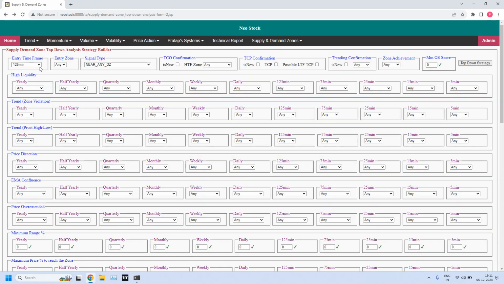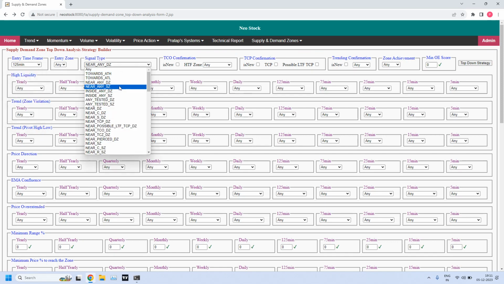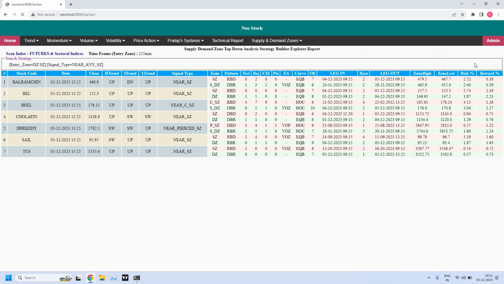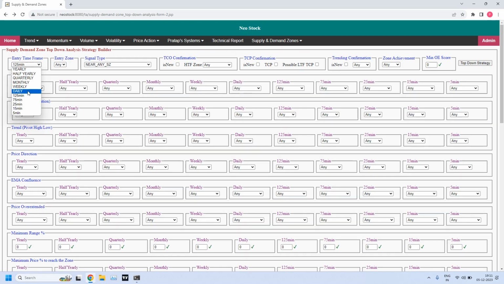Let's go back. Entry time frame is 125 minutes. Let us find the stocks which are near to the 125 minutes supply zone. So these 7 stocks are near to the 125 minutes supply zone. Let's go back. Let us select 75 minutes. Entry time frame is 75 minutes.